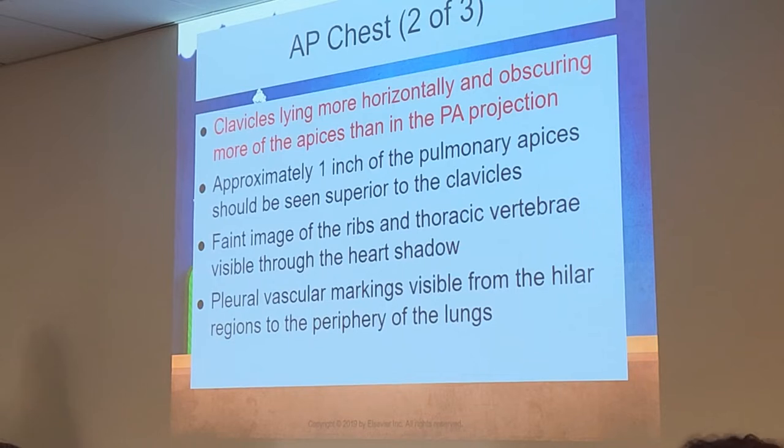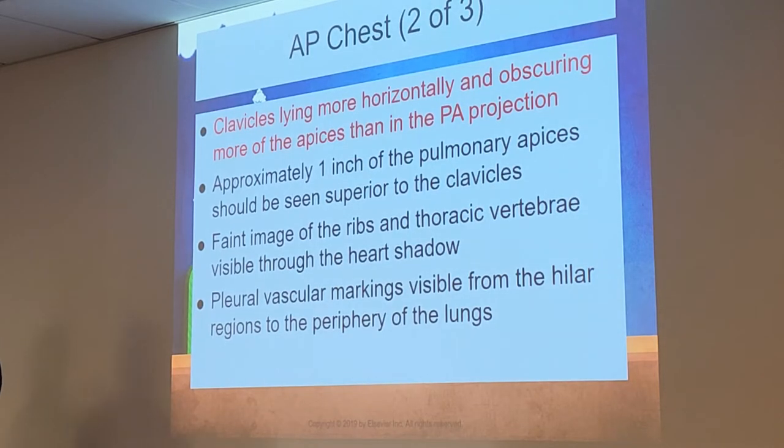All right, so like I said, guys, a key characteristic of an AP chest, when you're looking at a radiograph, the way that you can tell an AP chest from a PA is if those clavicles lie more horizontally and obscure more of the apices than a PA projection. So the clavicles will be a little bit higher and a little bit more straight across in a horizontal shape on the AP chests.